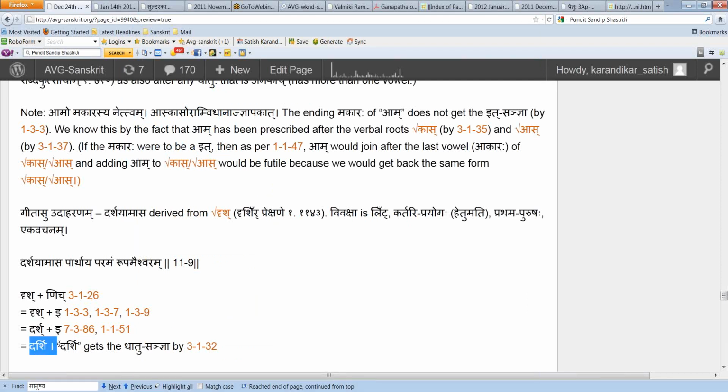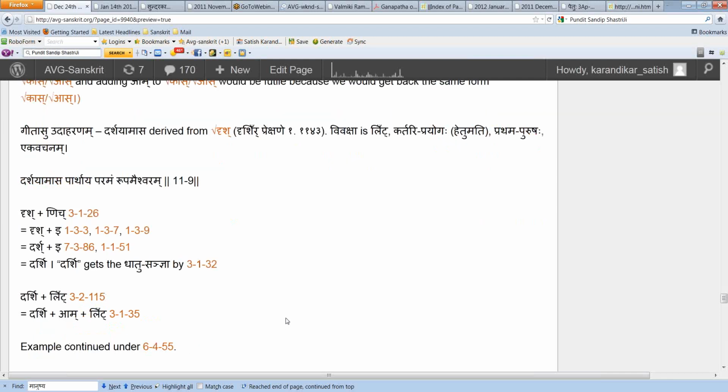Now Darshi gets the dhatu sanya, by Sanadyanta Dhatavaha. So so far nothing special, we have seen this in the class before. Now when we take Darshi plus lit, remember Darshi got the dhatu sanya, so Darshi is a dhatu now. Dush also is a dhatu, but Darshi also is a dhatu, because 3.1.32 says Sanadyanta Dhatavaha. From 3.1.5 to 3.1.31, when you add a pratyaya and make the form, it is a dhatu. So now we can take Darshi plus lit in hetumati vyapare, when Shri Krishna is showing him, making him see. So now we have an Anekach dhatu for the lit, so we get the pratyaya Am in between now. So now we have Darshi Am plus lit.